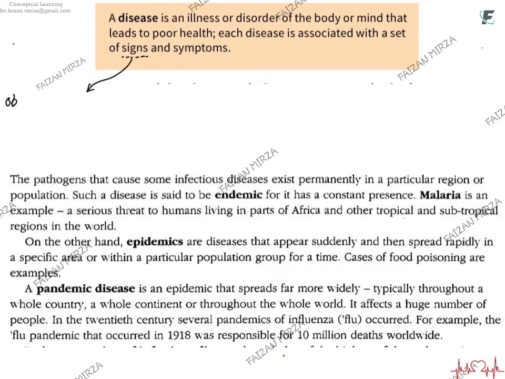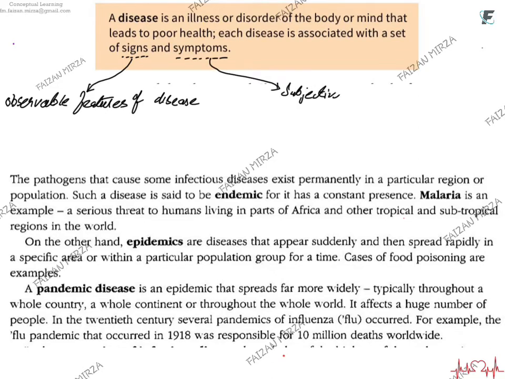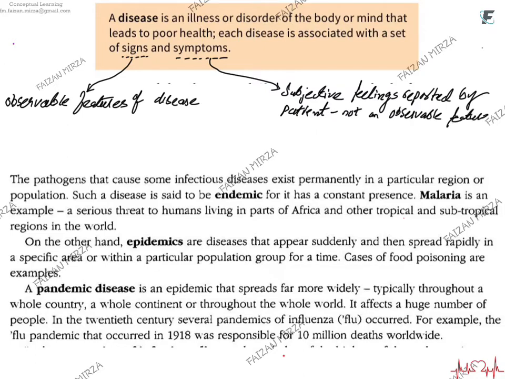And how do these signs and symptoms differ? What's the difference between signs and symptoms? Signs are the observable features of a disease, and symptoms are the subjective feelings that a person can report to the medical practitioner or to the family or friends. These subjective feelings cannot be judged or observed as a clinical feature. The symptoms being reported by a patient are his or her own feelings. And these are very important for appropriate diagnosis and treatment of the disease.